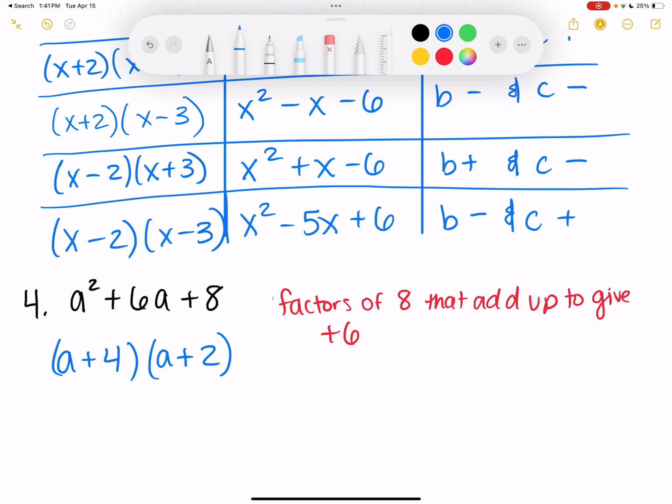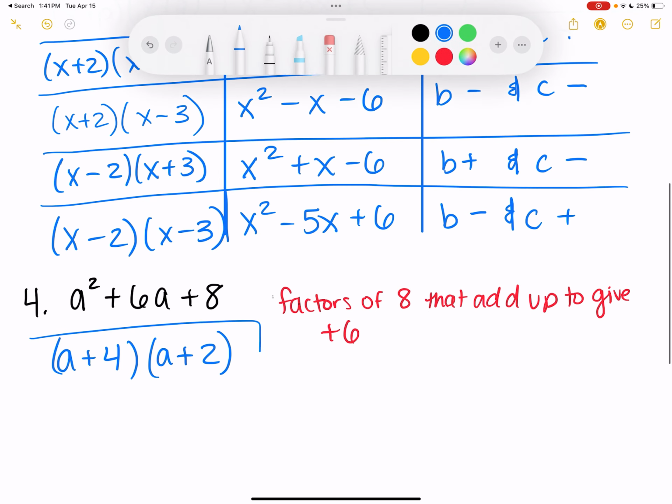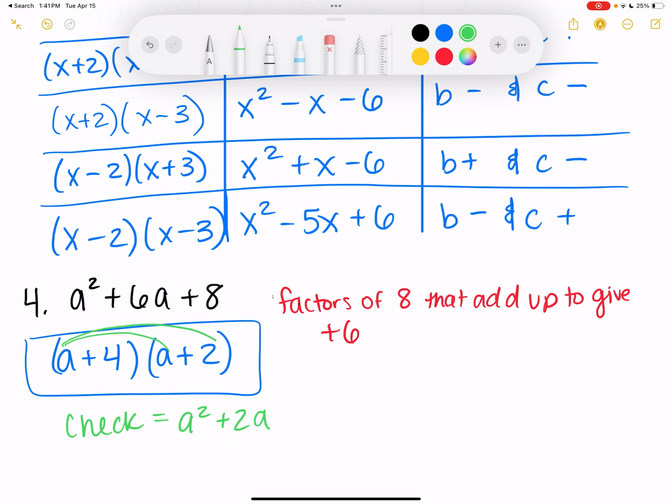Now, we want to check it. So this is your answer, but we're going to check it. So I would multiply a times a, which is a squared, a times 2, so that's 2a. 4 times a is 4a, and then 4 times 2 is 8. And so then this ultimately gives me a squared plus 6a plus 8. And so I know that I did it right.